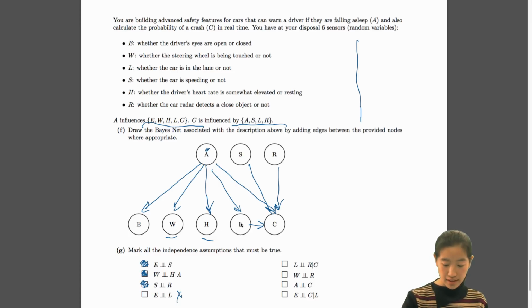What about L and R? We have these two, and we observe C. Now that we observe C, one item will tell us a little bit about the other if we know the value of C. So that is not independent.